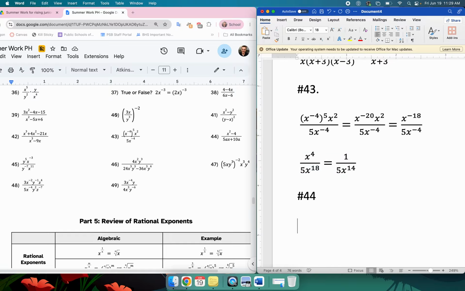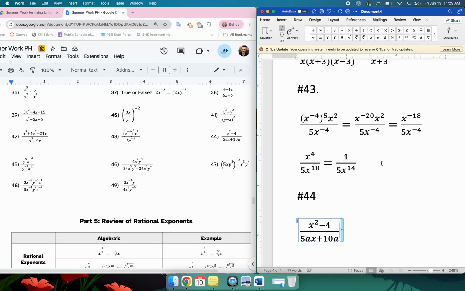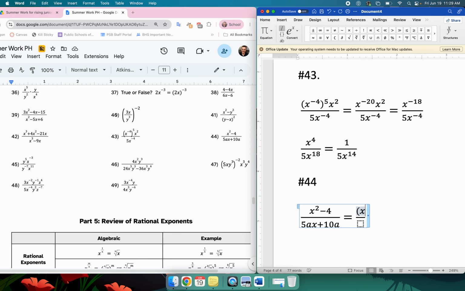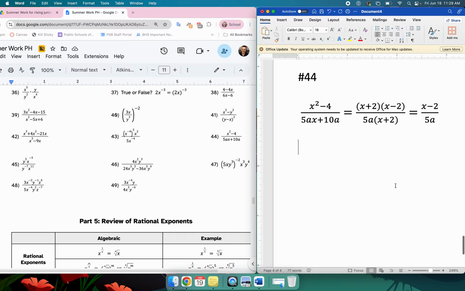Number 44, we've got x squared minus 4 over 5ax plus 10a. Again, I'm looking to factor this stuff. Numerator is a difference of two squares. That's x plus 2 times x minus 2. The denominator, there's a common factor of 5a, which when I remove that, I'm left with x plus 2. And this x plus 2 and that x plus 2 will cancel, leaving me with x minus 2 over 5a. Sweet.